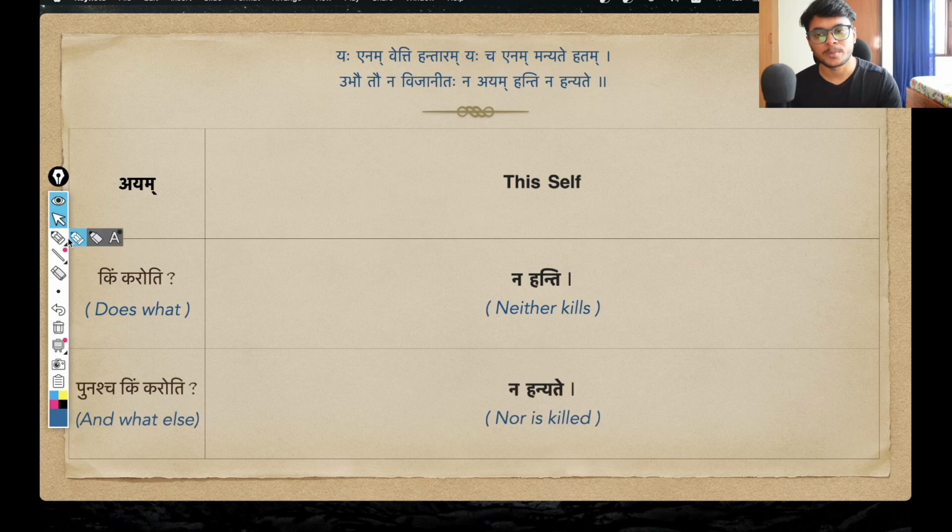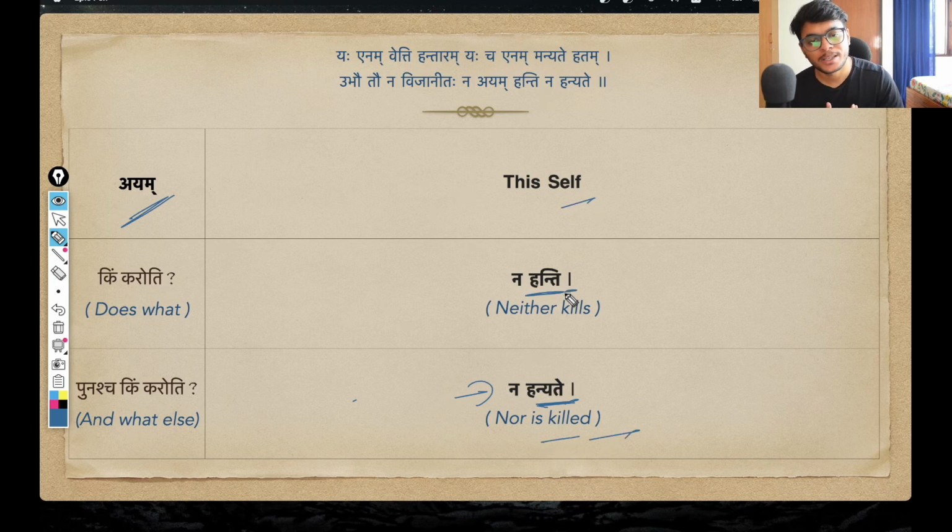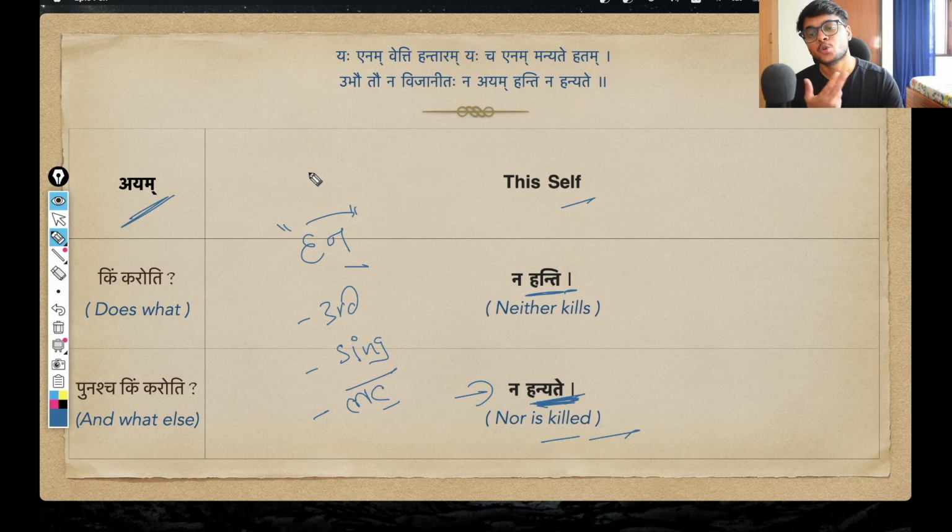And there is one more statement, that this self na hanyate. Hanyate means is killed. So again, there is a difference: this self does not kill, and this self does not get killed. Finally we see the fourth modification of this verb root han, again in third person singular and lat lakar, which changes into hanyate. Now you can raise a question: this hanti came from this form, han dhatu in third person singular lat lakar, but where is this hanyate coming from?